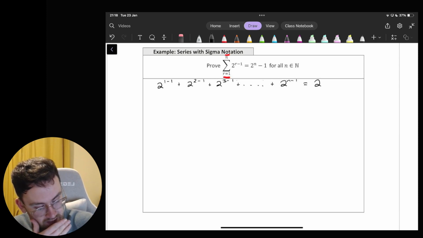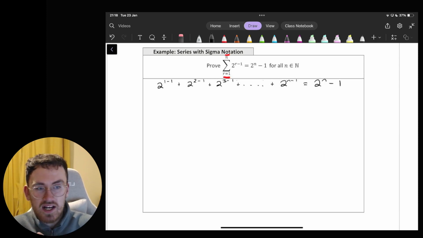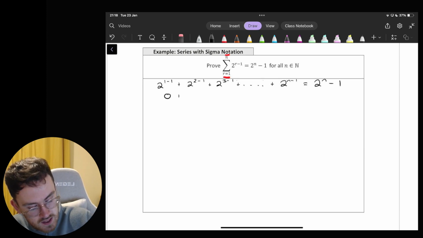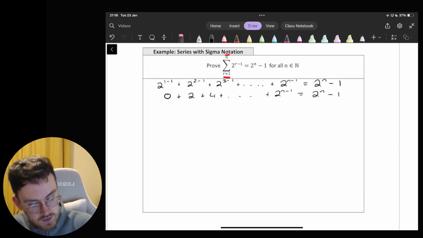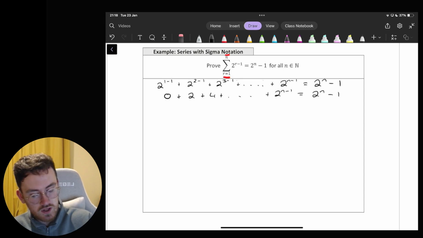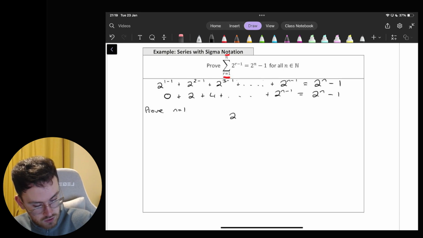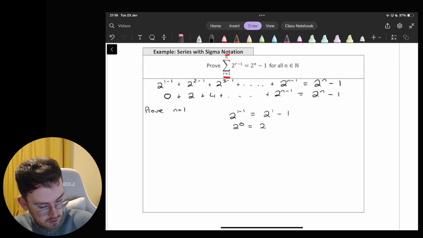And what we're trying to prove is that that's the same as 2 to the power of n minus 1. So if I rewrite it, 0 plus 2 plus 4 plus up to 2 to the power of n minus 1 is equal to 2 to the power of n minus 1. That's what I'm trying to prove. So let's try and prove it for n equals 1. So 2 to the power of 1 minus 1, is that equal to 2 to the power of 1 minus 1? So 2 to the power of 1 minus 1 is just 2 to the power of 0, which is 1, and 2 minus 1 is 1, so 1 is equal to 1, and that of course is true.